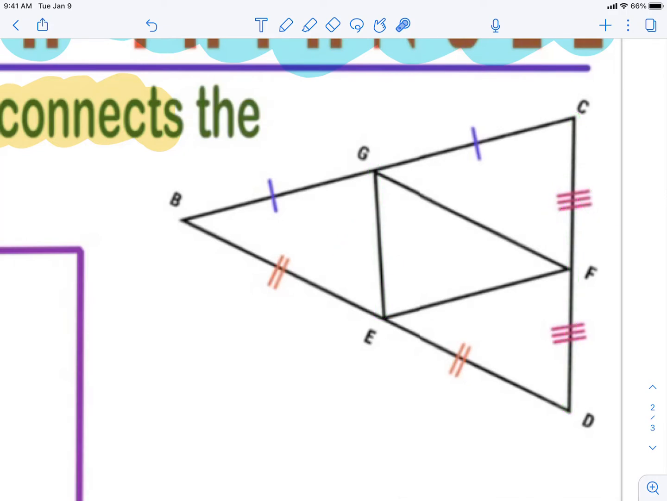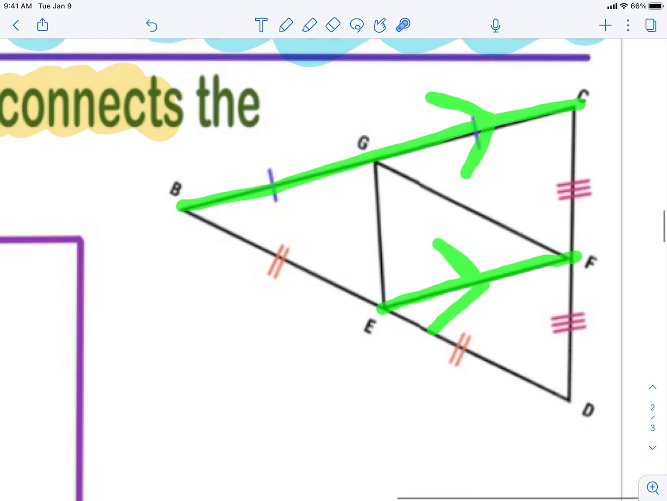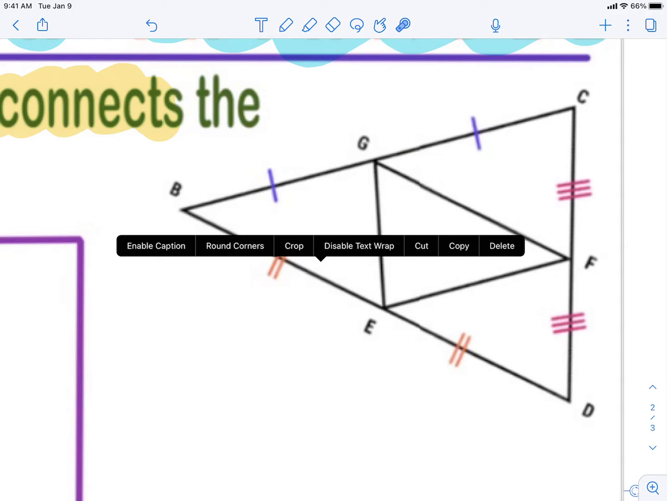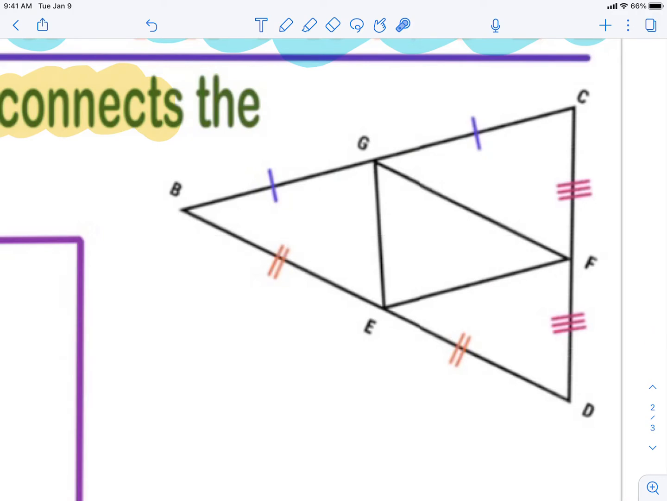The same works if I do from E to F. That means that B to C and E to F are parallel. They will never touch. If those two lines go on forever, they will never cross or intersect. Touch, cross, intersect are all synonyms of each other.